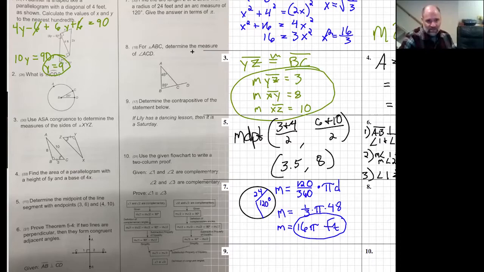Number 8. For triangle ABC, determine the measure of angle ACD. Well, there is a little property called the remote angle, exterior angle theorem, that says the measure of this exterior angle, which is the one we're trying to find, is equal to the sum of the triangle's remote interior angles. If you remember that, great. But by your powers of deduction, you could probably figure this out anyway, because all the angles have to add up to 180, right? So if you find this angle and then you find the supplement, you're really just finding the sum of those two angles.